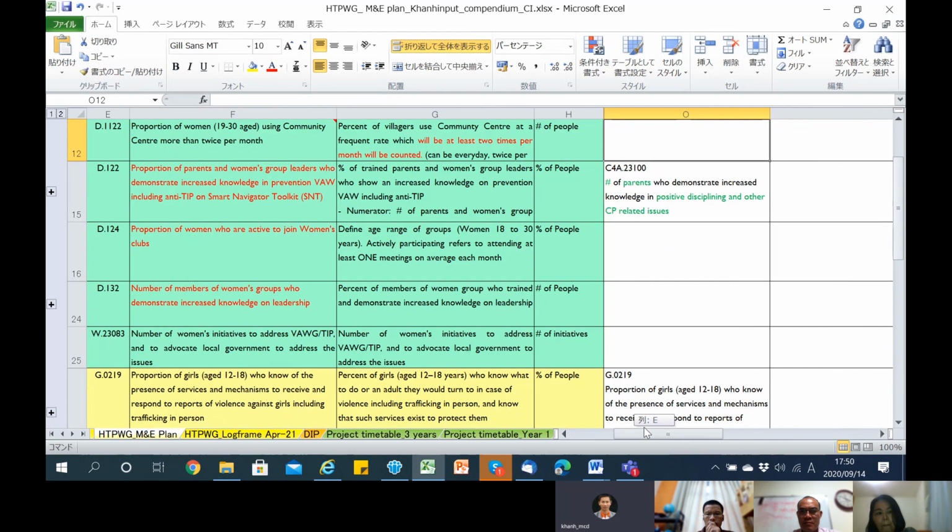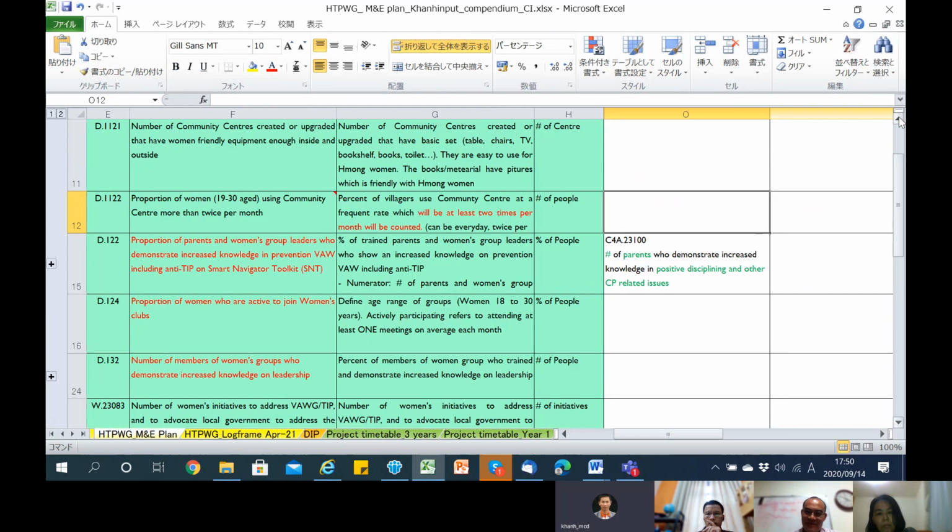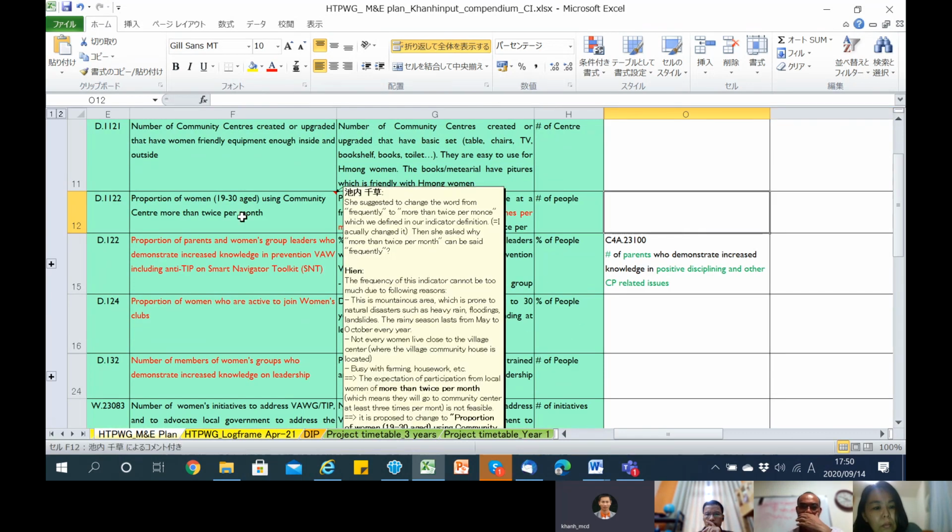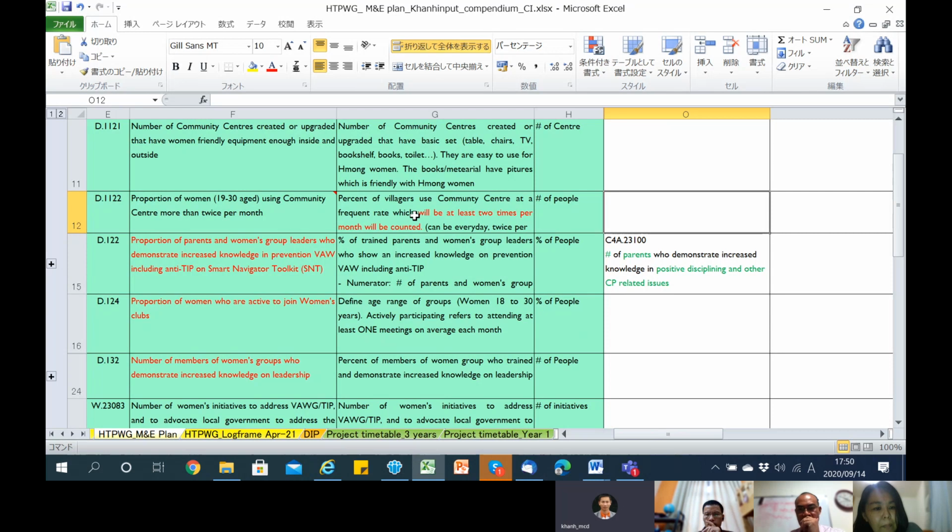No, but now we ask for their current status, and then we will count at the end of this year. Every year we count, but now we should ask for the baseline status. Yeah, but we don't have a community center yet. No, they already have some kind of village center.